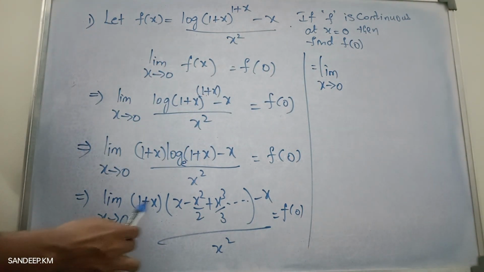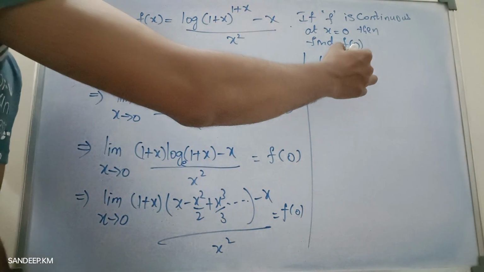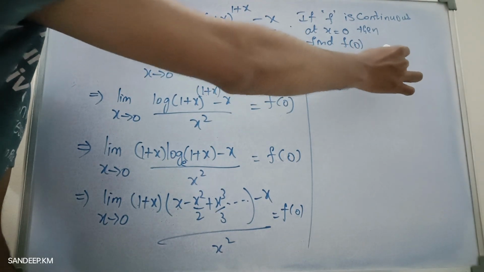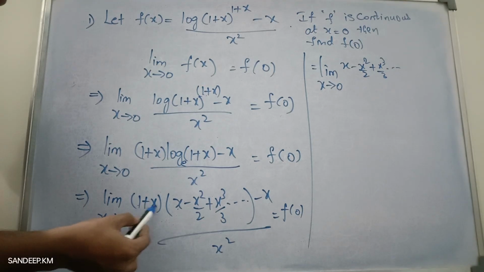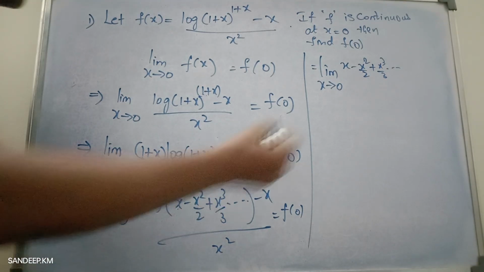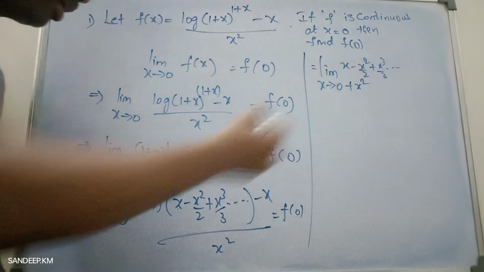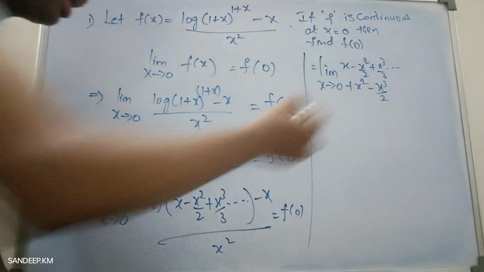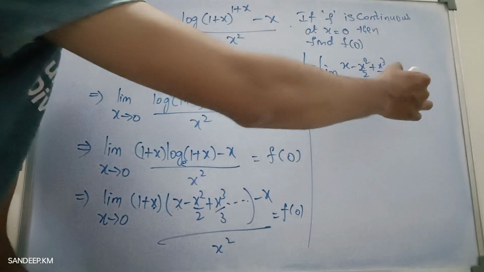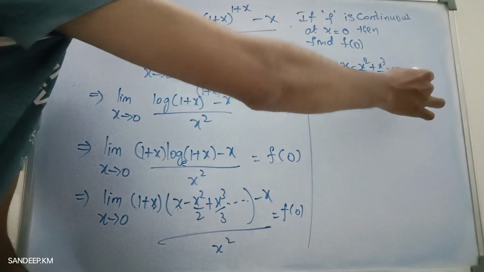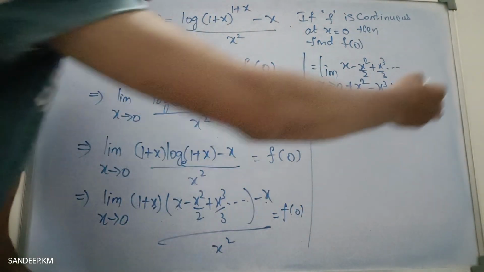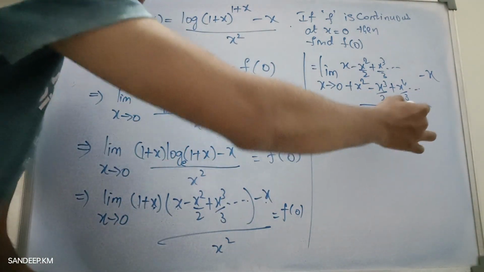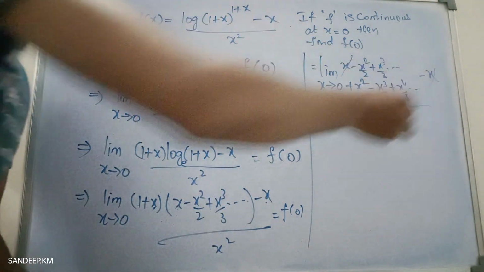First I will multiply 1 with all these terms. You will get x minus x square by 2 plus x cube by 3 and so on. Next I will multiply x with all these terms. x into x is x square, and then x into x square is x cube with negative sign, x cube by 2, and then x into x cube is x power 4 by 3 and so on, and do not forget this minus x here. So that is the numerator whole divided by x square. Okay, now so plus x and minus x will get cancelled.